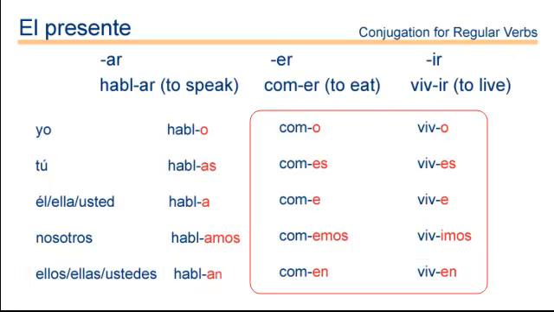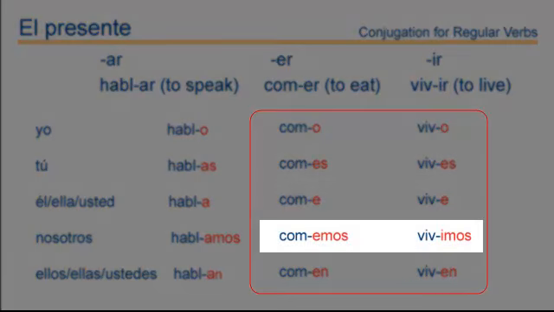Now notice that the conjugation for comer and vivir are the same except for the conjugation for nosotros, which for comer it changes to e, while for vivir it changes to i.